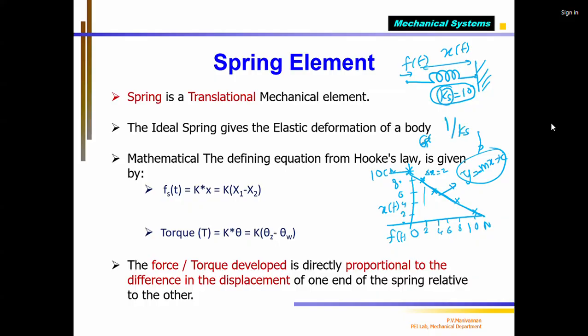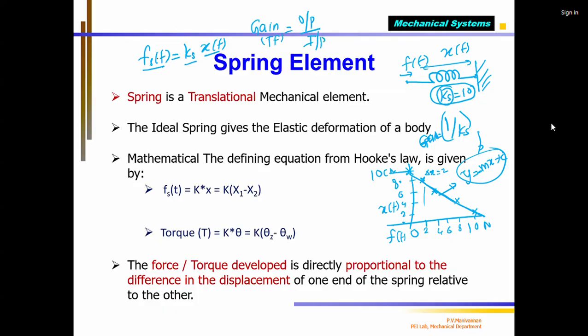Correct? The gain is nothing but 1 by Ks because you see here, f of s of t equals Ks multiplied by x of t. Correct? x of t is output, f of s of t is input. So Ks is spring stiffness. So now I wanted to find out the transfer function gain. Gain is nothing but transfer function. Transfer function equals output divided by input.